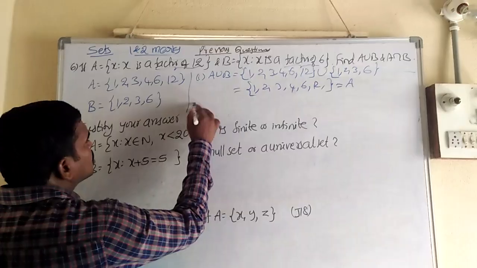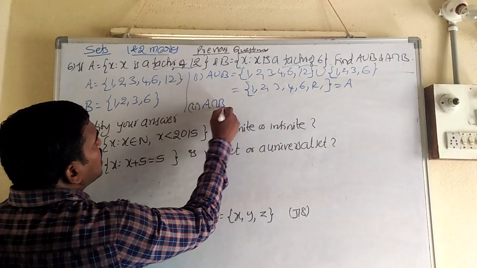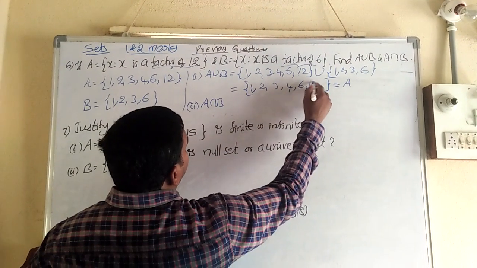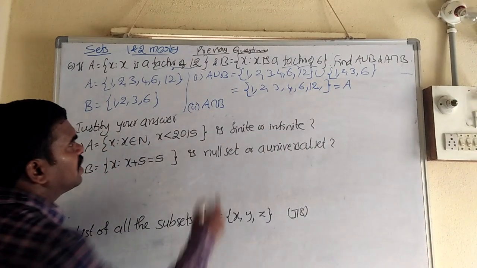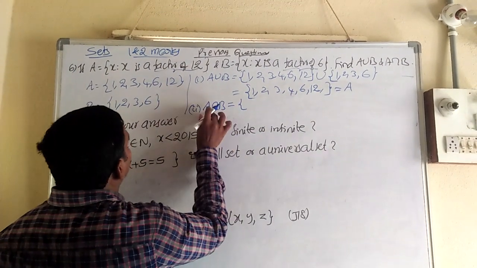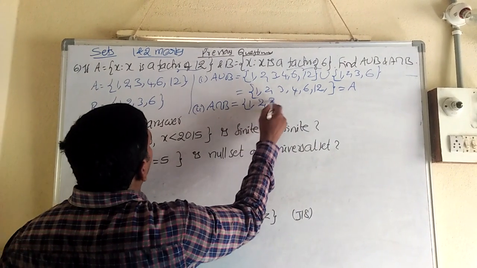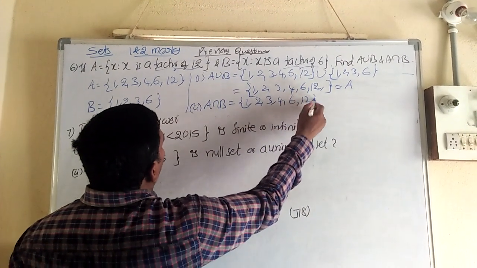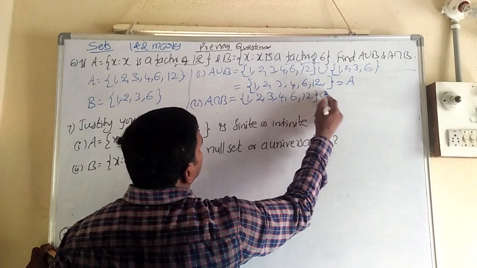The first one. Question 12. A intersection B. So first write A. What is A? 1, 2, 3, 4, 6, 12. Next what? Intersection.